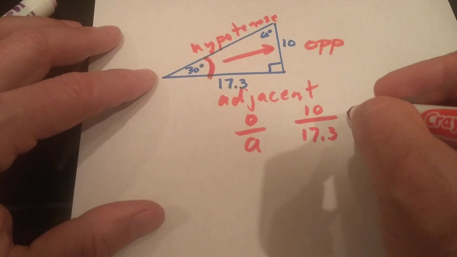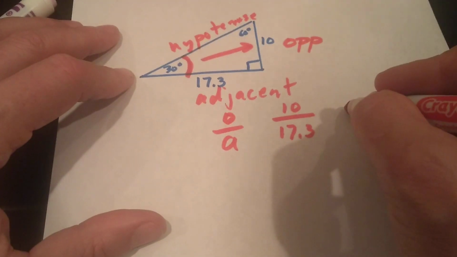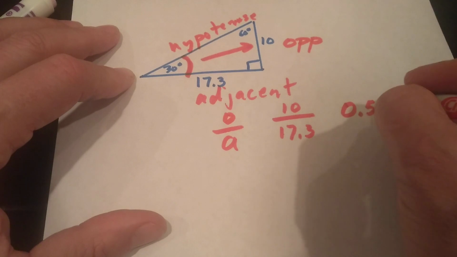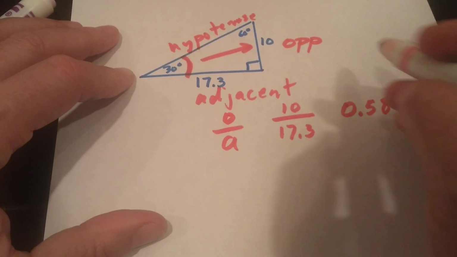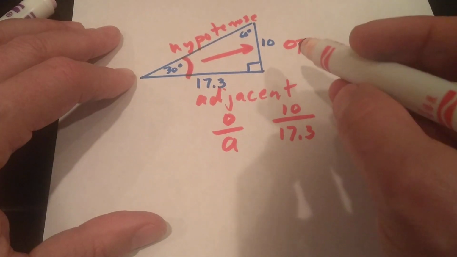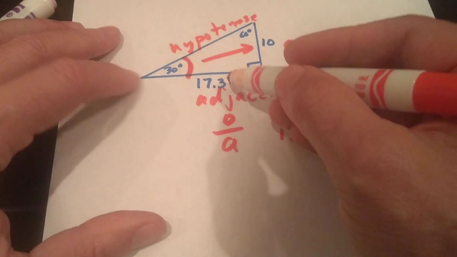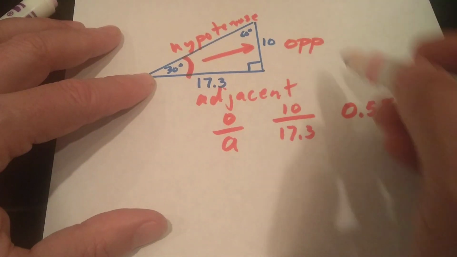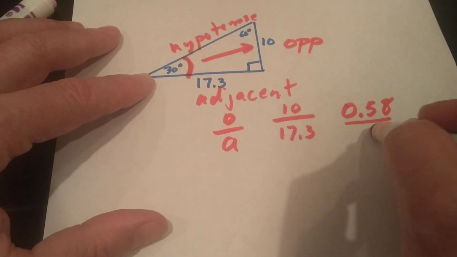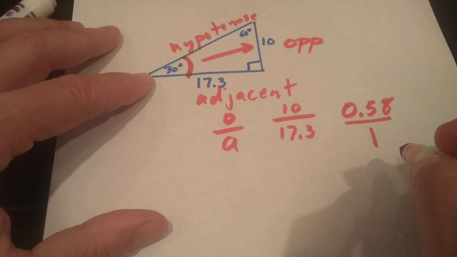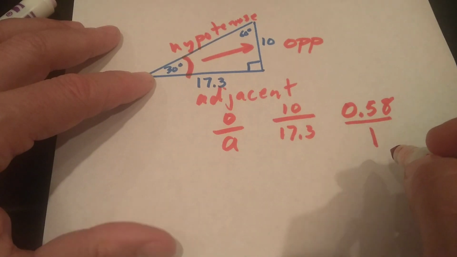And when I put that in my calculator, I already did it, it is about 0.58. So the relationship between these two is, for whatever the adjacent is, the opposite is 0.58. Think of this as 0.58 over 1. If the adjacent is 1, the opposite will be 0.58. It's a great way to think about it.